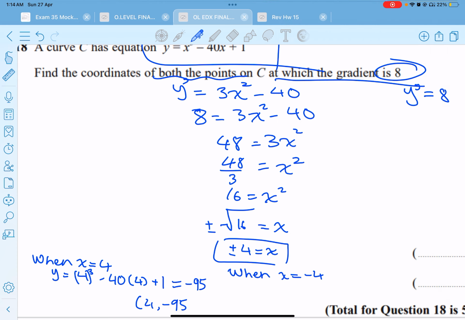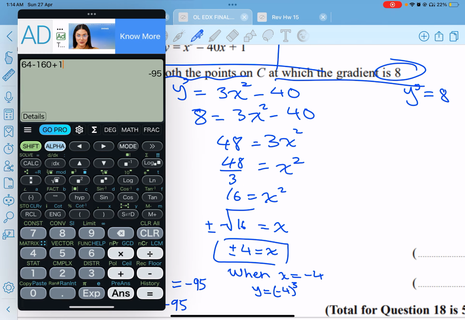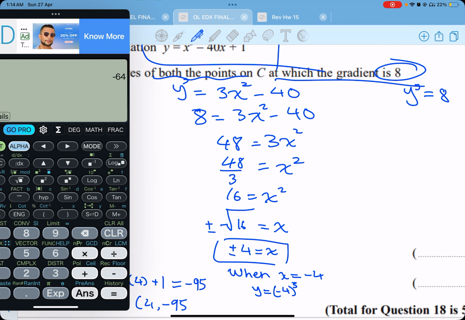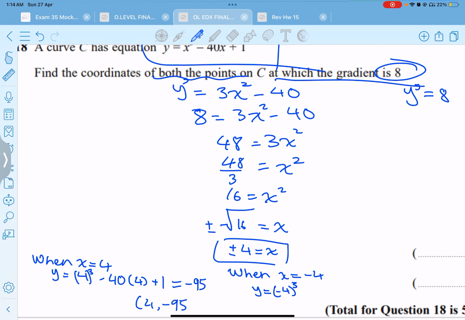And then when x equals negative 4, y equals negative 4 in brackets. Let me show you. If it's negative 4 to the power of 3, it's negative 64. Yes, in this case, it doesn't matter. However, it's better to put it in brackets, especially if the coefficient is negative, just in case, like in a square, this matters. So just always do it.